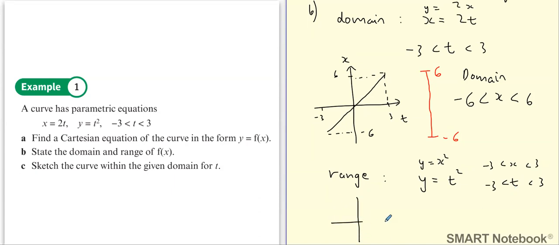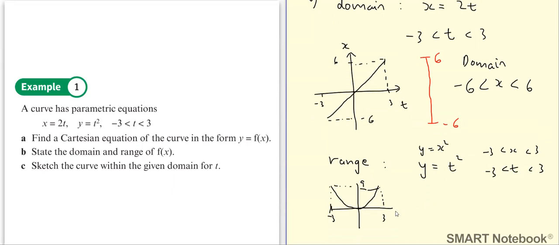So y equals x squared. We know what that looks like. It looks like that. At -3, we get a y value of 9. At +3, we get a y value of 9. Now, looking at this graph, can you please tell me your range? So this is y and this is actually t.